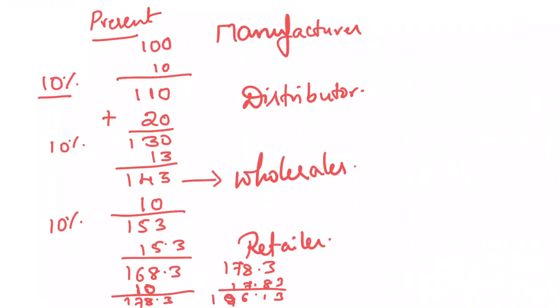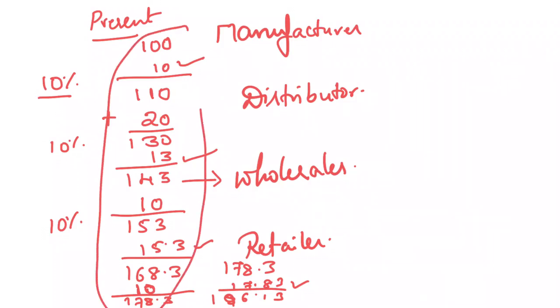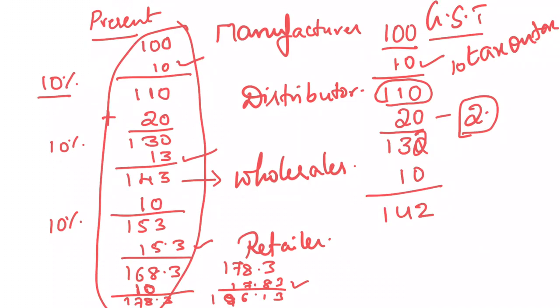196.13. Can you see I paid 10 rupees tax, 13 rupees tax, 15.3, 17.83. Can you see I'm paying more tax here? Now, I want to remove the tax on tax. I have paid tax, but again, he is also paying tax on 100. The distributor is paying tax on 100 plus the profit. The wholesaler is paying the tax on the distributor's profit and also the manufacturer's profit. So there is tax on tax, which is making the product costly.